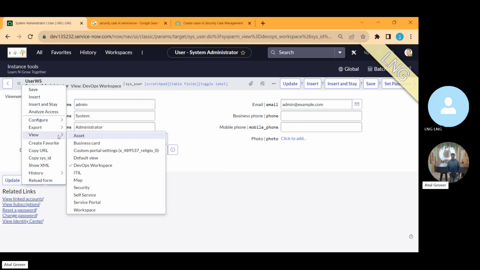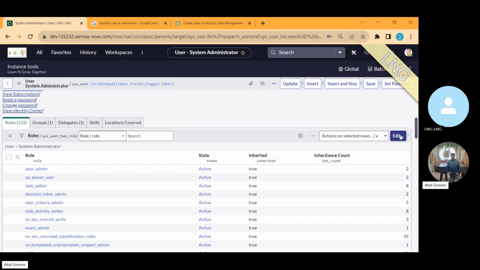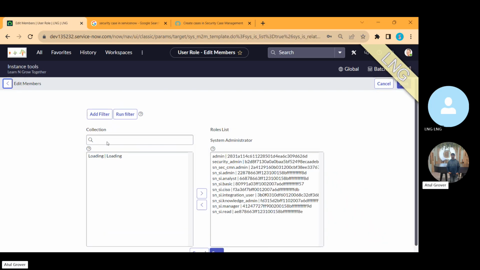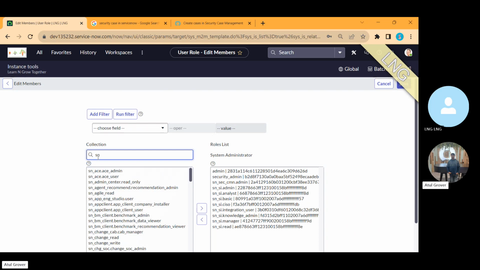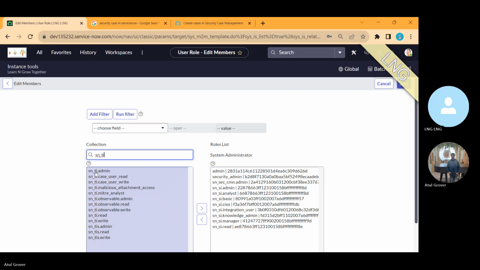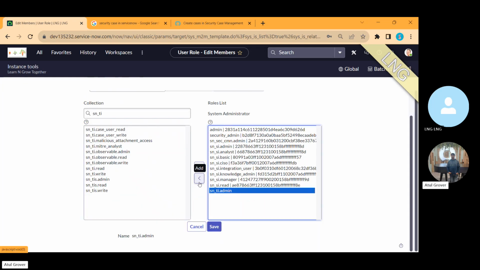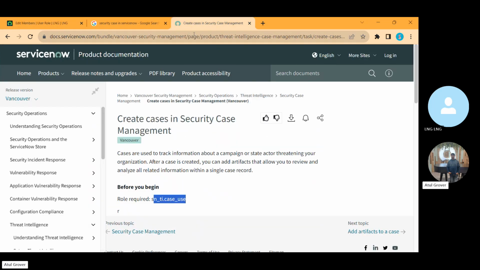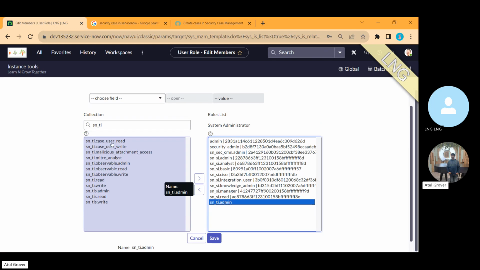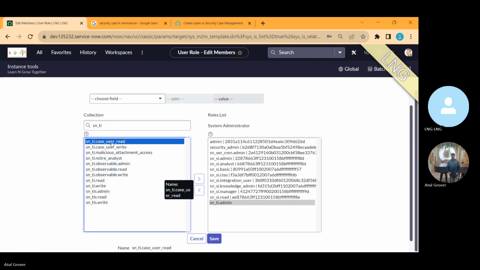Oh, not this one. View is the default one. View. OK. Now click on the edit. OK, it's showing. SN_TI. Yes, we have. Oh my God, we have SNTI admin. Let me take this. And what role is required? Case_use. Case_use is not there. Reader is there. Let me try to see.